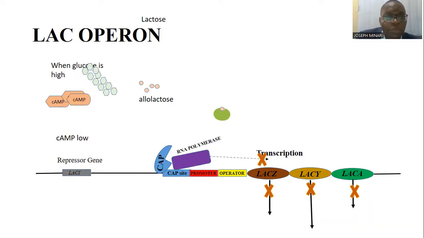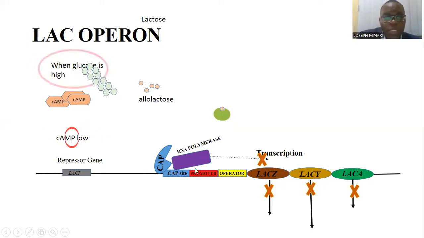But now when we have a high concentration of glucose and a low concentration of cAMP, what happens even in the presence of lactose? We discover that the cyclic AMP that is available to activate CAP is no longer there. And when it's no longer there, RNA polymerase will not be stabilized on the promoter region. And if it's not stable on the promoter region, definitely there won't be transcription, even in the presence of lactose. So there will not be expression of LAC-Z, LAC-Y, and LAC-A.